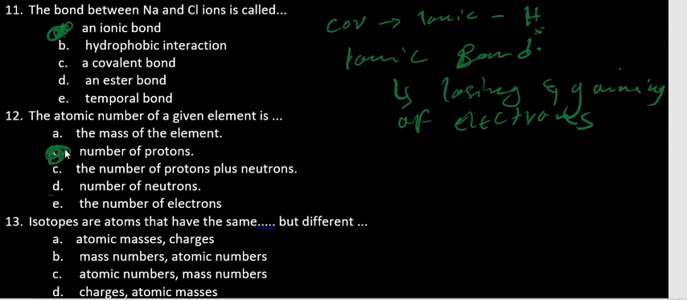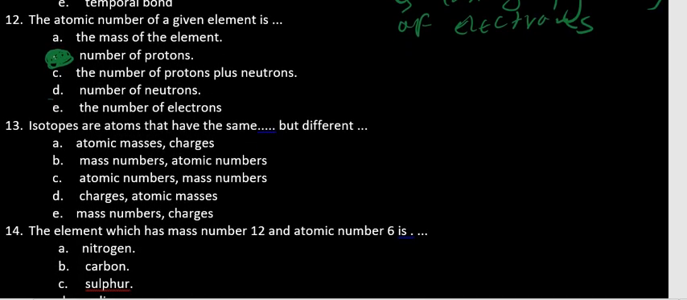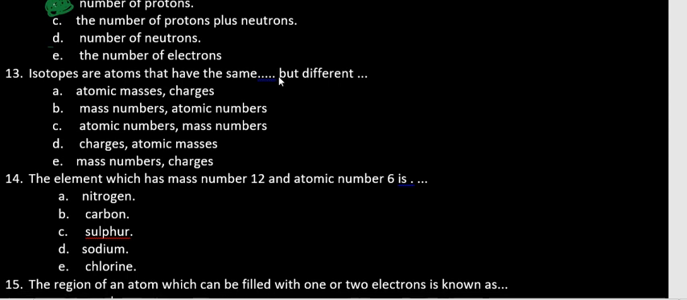I've already explained that. Okay, then we go next. Isotopes are atoms that have the same dash and dash. I've already explained this. Isotopes. Okay, so the answer there is simply that. I've already explained it above.